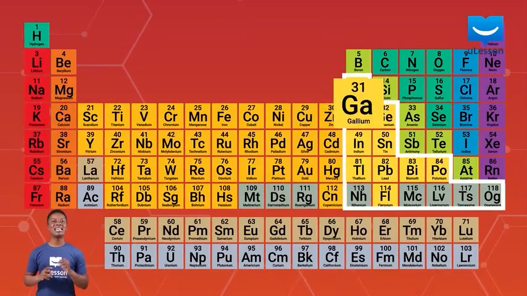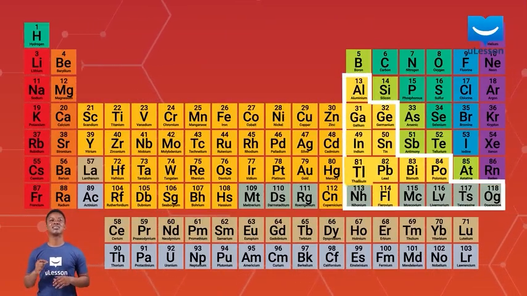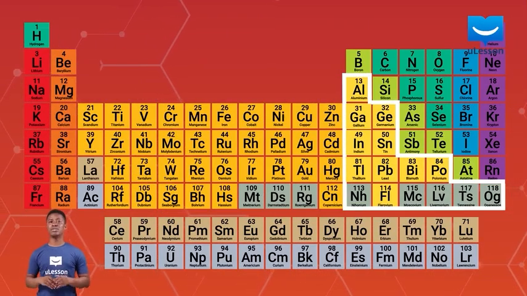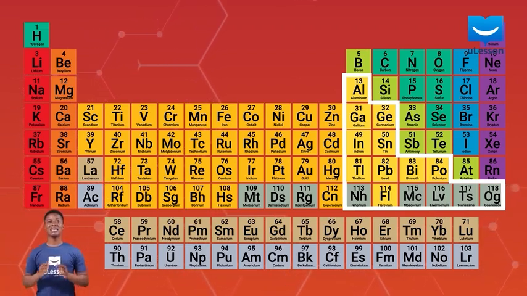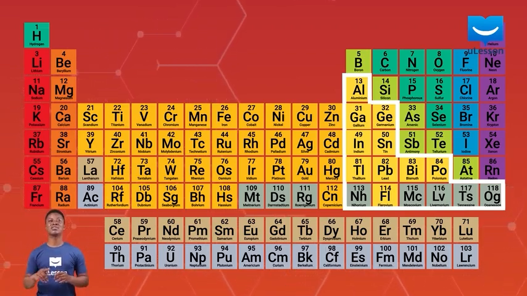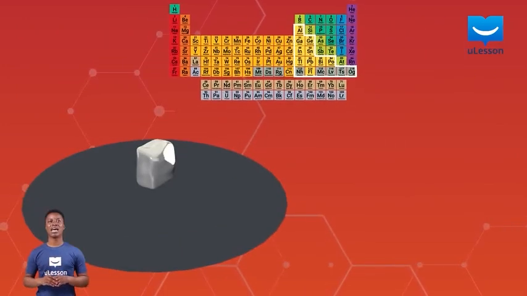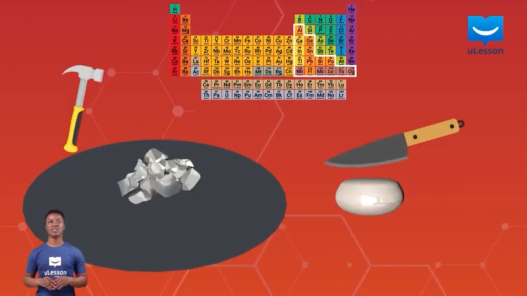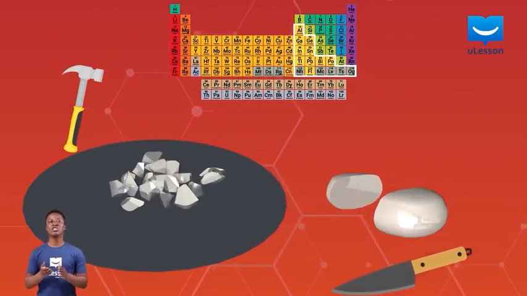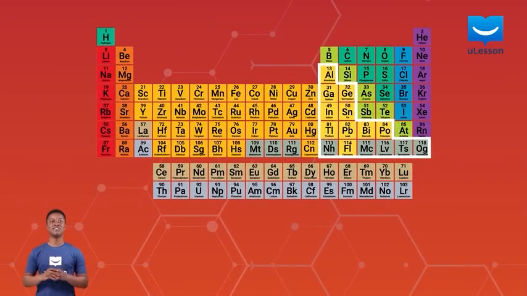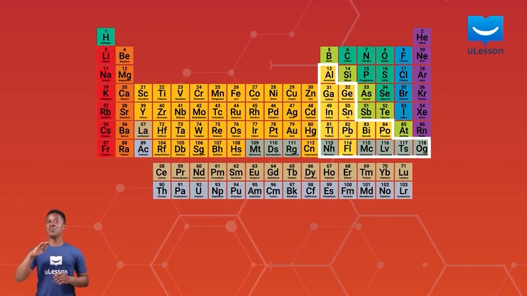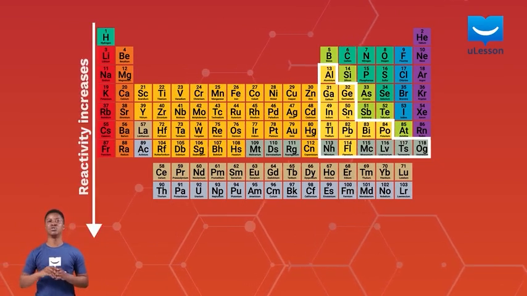They are gallium, indium, and thallium. At room temperature, these metals are really soft. In fact, gallium is so soft that it melts at 29 degrees Celsius and breaks very easily, while you can cut through indium and thallium with a knife. Thallium is the most reactive because, as we have learned, reactivity increases down the group.